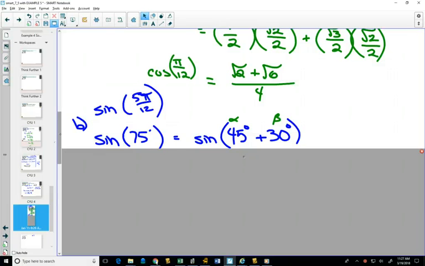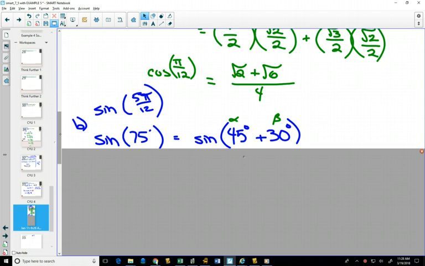But you could have also done, say, 120 minus 45. That also makes 75 degrees. There's more than one possibility for each of these questions. But whichever one you think of first, that one will work.